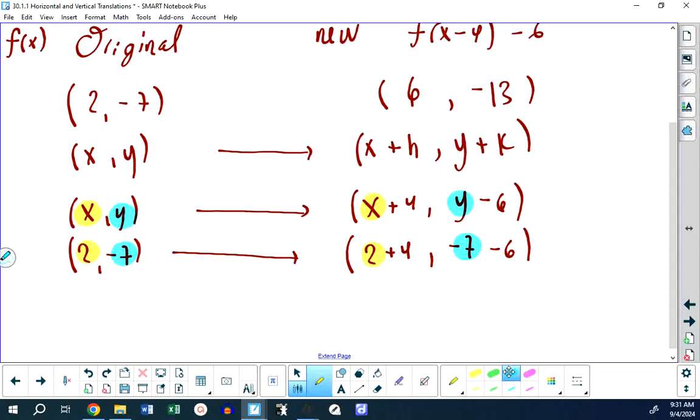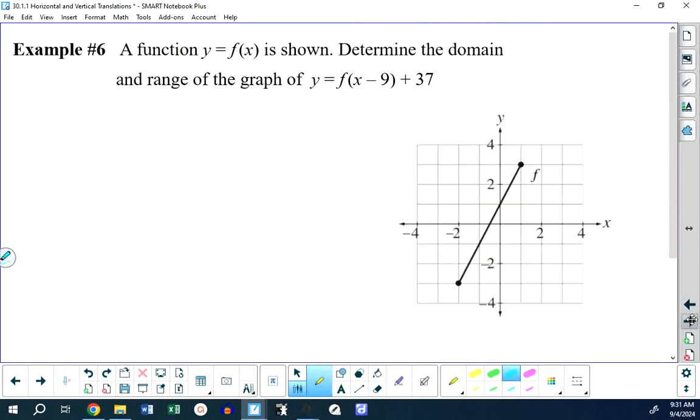One more example. There's a graph of f of x. What are the domain and range of the graph of f of x minus 9 plus 37?